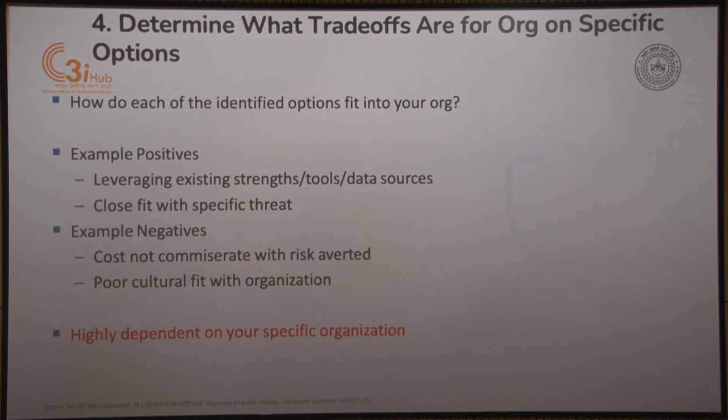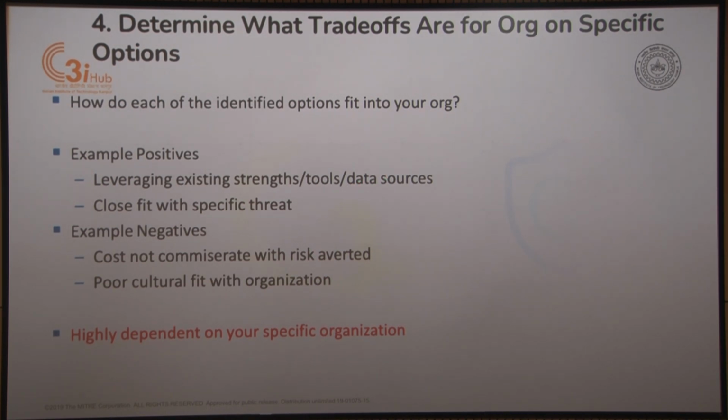Now, once we understand the constraints and capabilities of the victim infrastructure, we have to see what trade-offs there are for the organization in this specific case. How can each of the identified options fit in our organization? This is the main objective of looking at the trade-offs. We can see whether they are leveraging existing strength tools or data sources, and that comes under the pros. We can also see if we can use any existing tools or data sources to implement the defensive mechanism or the recommendation.